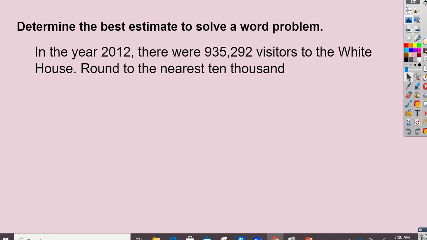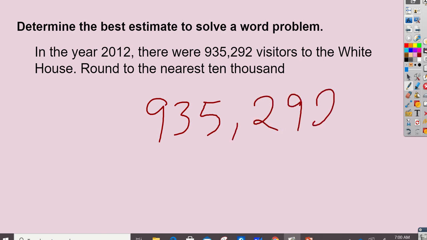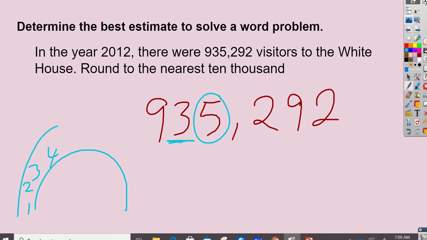Here is a word problem. In 2012, there were 935,292 visitors to the White House. And it says we have to round to the nearest 10,000. 935,292, round to the nearest 10,000. Let's draw a roller coaster. 1, 2, 3, 4, they're going down. 5, 6, 7, 8, 9, it's going up.